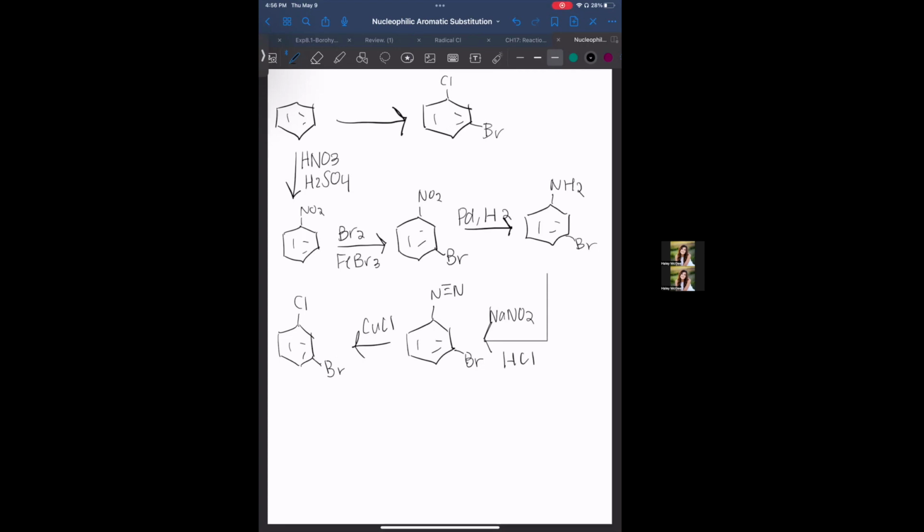You could also do it the other way, where you first add the Cl in the meta position, and then you convert through Sandmeyer to Br. Either way would work.